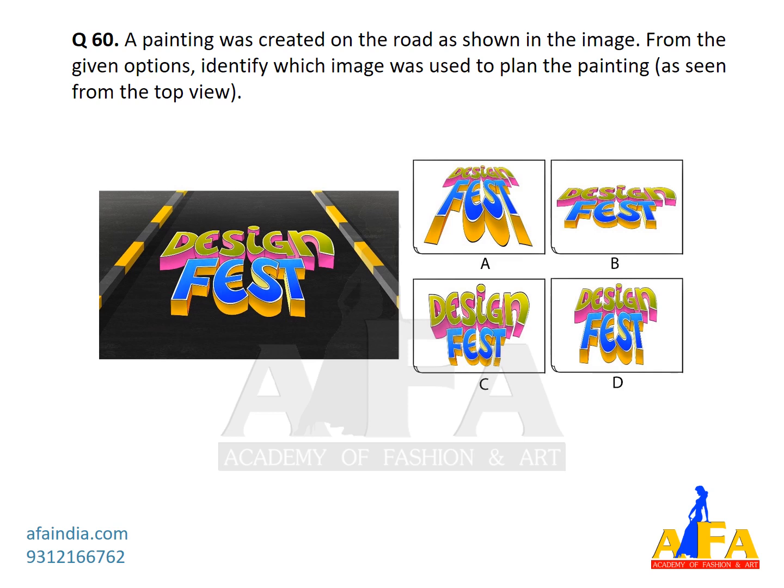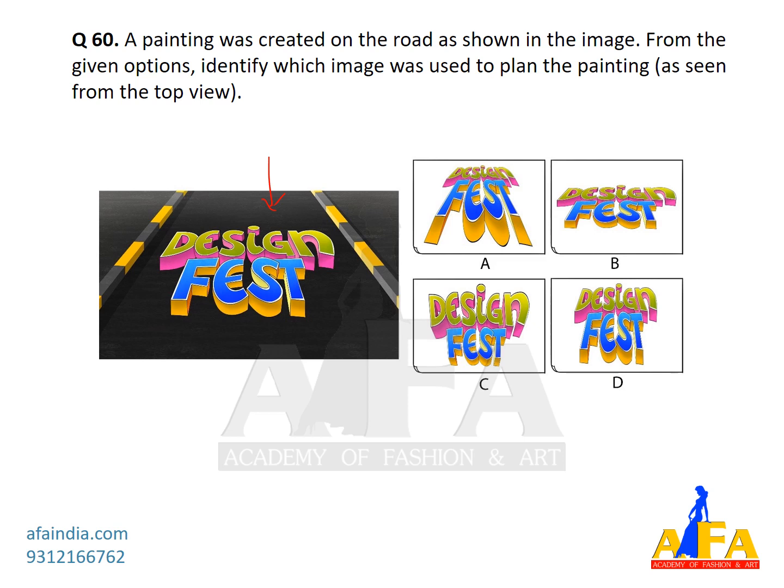A painting was created on the road as shown in the image. From the given options, identify which image was used to plan the painting as seen from the top view. So the painting is made in perspective form, right? When you see the painting, it will form in perspective. So when you see the painting from the top, how will it look? The design is written as design fest.